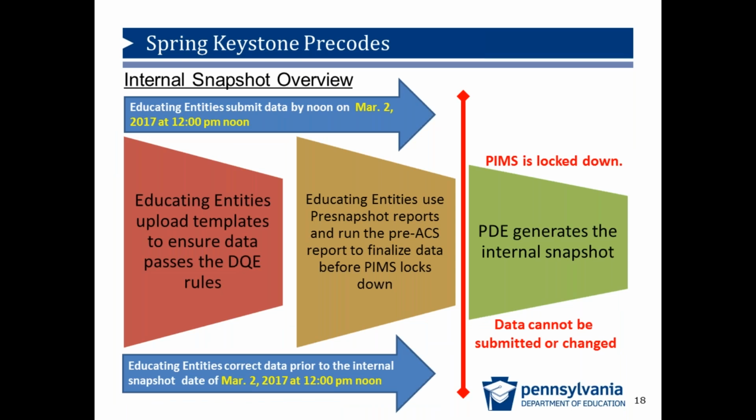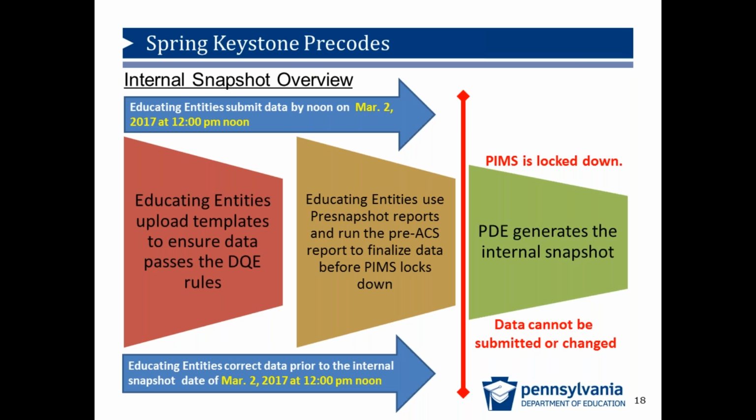This is a quick overview of an internal snapshot. Educating entities upload templates to ensure that their student-level data passes the DQE rules. Next, the educating entities use pre-snapshot reports and run the preliminary ACS before PIMS locks down after 12 p.m., noon on March 2nd, 2017. After that time, PIMS will lock down and an internal snapshot will be taken.